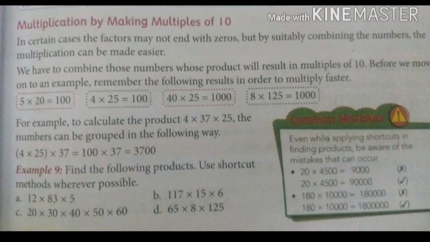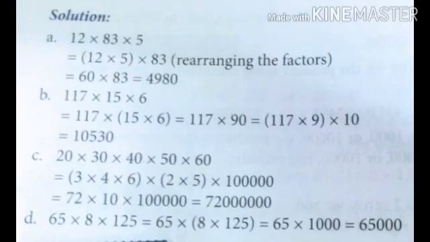Find the products using shortcut methods wherever possible. A: 12 into 83 into 5. We have to find the product by grouping. 12 into 5 gives 60, into 83 gives 4980. Second one, B: 117 into 15 into 6. 15 into 6 we make as a group, 117 into 90 gives 10,530. C: 20 into 30 into 40 into 50 into 60.